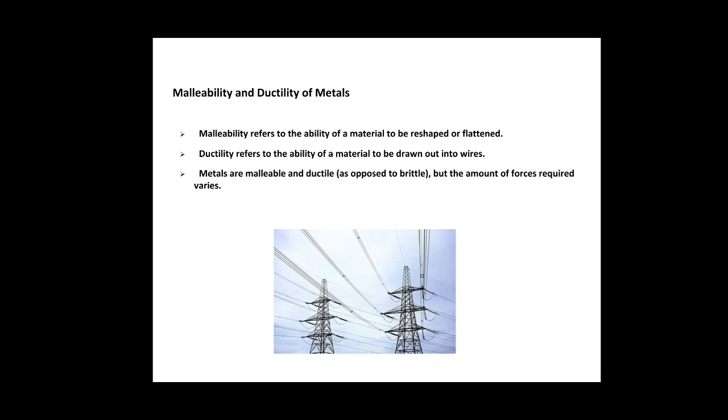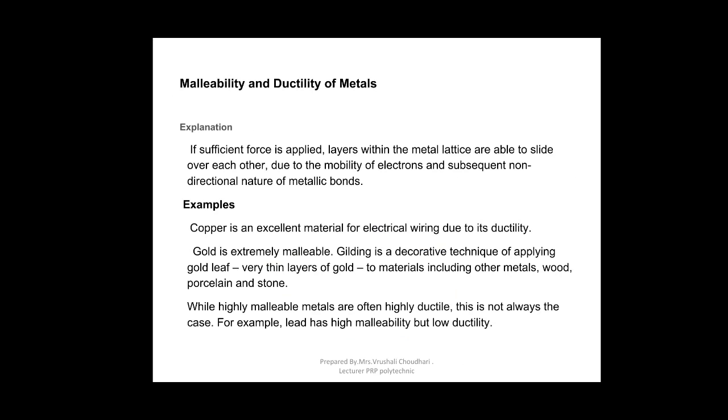Malleability and ductility. Malleability refers to the ability of a material to be reshaped or flattened, meaning we are able to convert it into a thin sheet. That is called malleability. Ductility refers to the ability of the material to be drawn into a wire. It's called ductility. Metals are malleable and ductile. Therefore, they are used for making electrical wires.